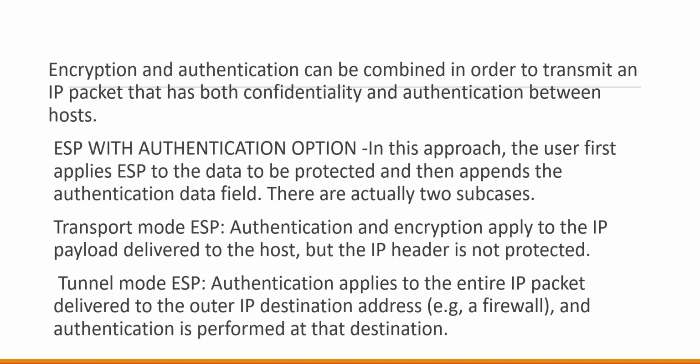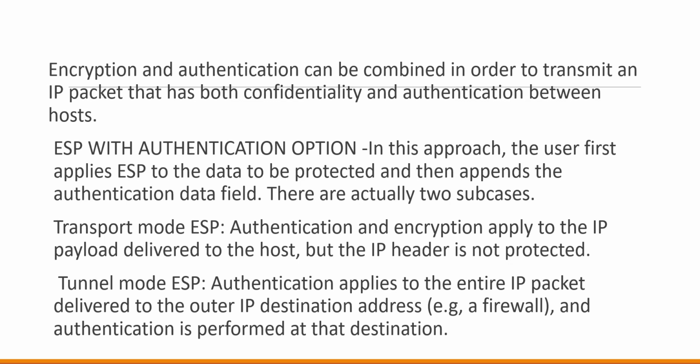In transport mode ESP, authentication and encryption apply to the IP payload delivered to the host, but the IP header is not protected. And in tunnel mode ESP, authentication applies to the entire IP packet delivered to the outer IP destination address, and the authentication is performed at the destination.